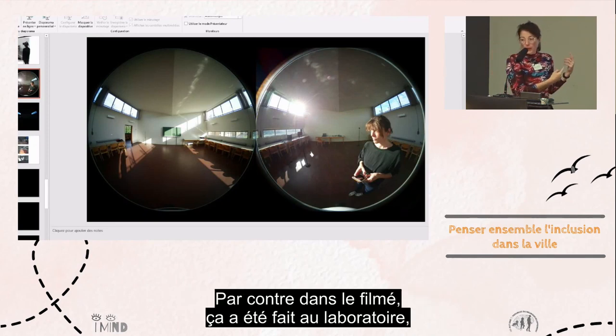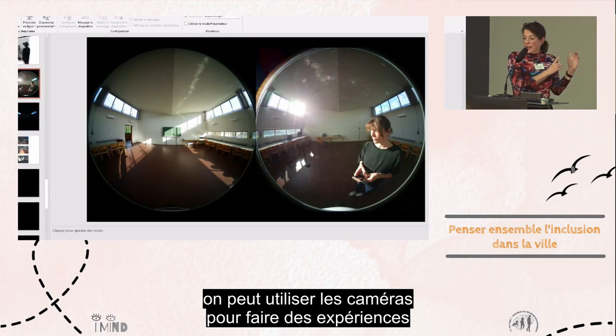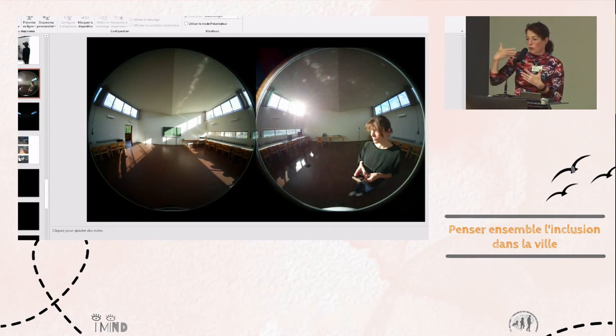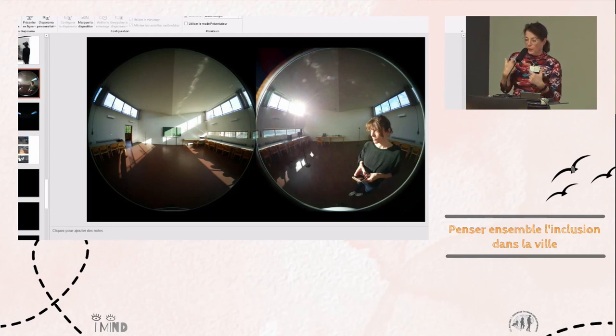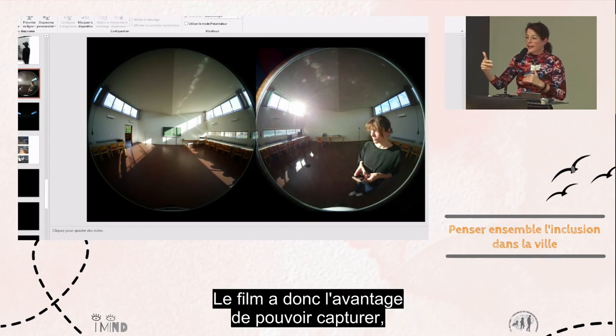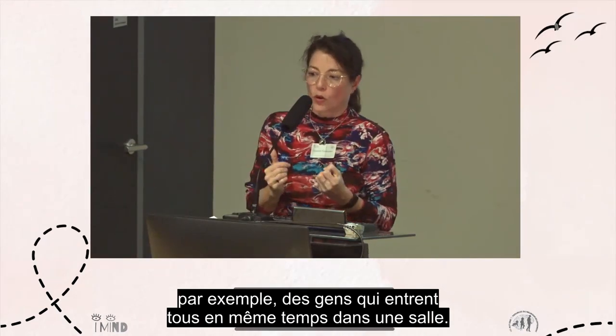Par contre, dans le filmé, je sais que ça a été fait au laboratoire, notamment avec lequel j'avais fait les expériences, qu'on utilise ces caméras justement pour faire des expériences avec des gens neuroatypiques en communication avec des autres pour comprendre un peu la perspective, le changement de perspective. Donc, le film a l'avantage qu'on peut filmer des gens, par exemple, qui entrent tous en même temps dans une salle.